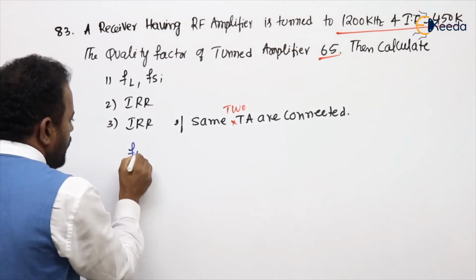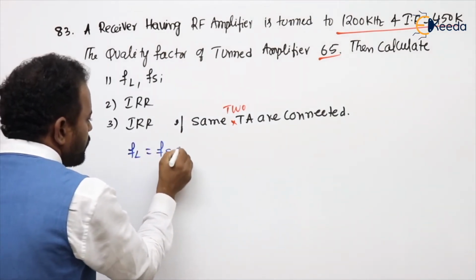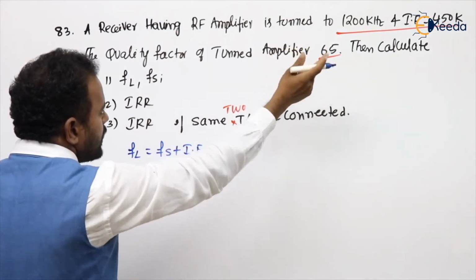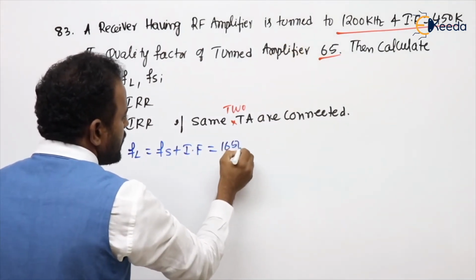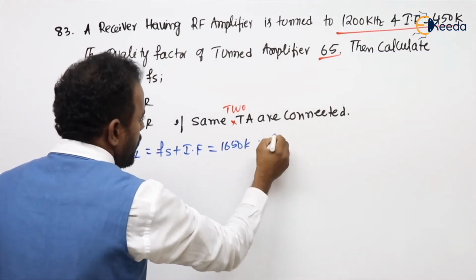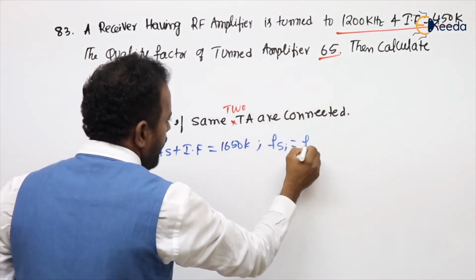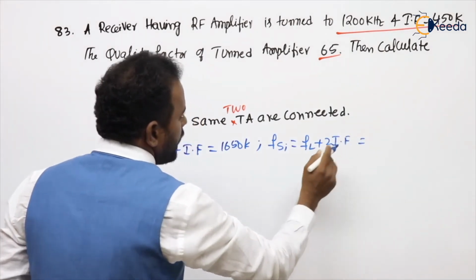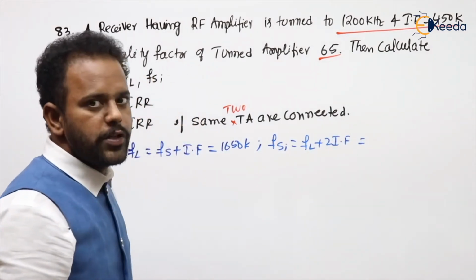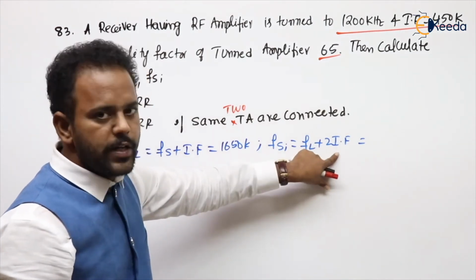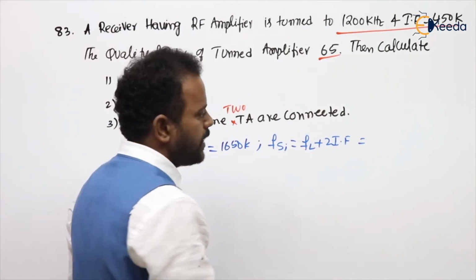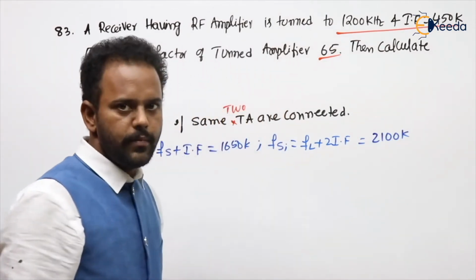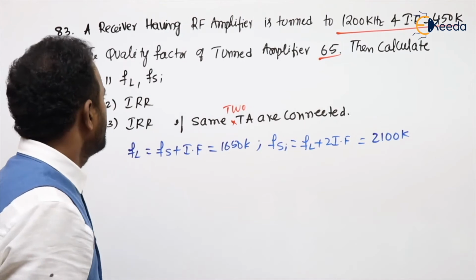See the first one. What is the FL? FL is nothing but FS plus one time IF. FS value 1200 plus 450, 1650. What is the FSI? FL plus IF, that is 1650 plus 450, which is 2100K. Clear? Next.